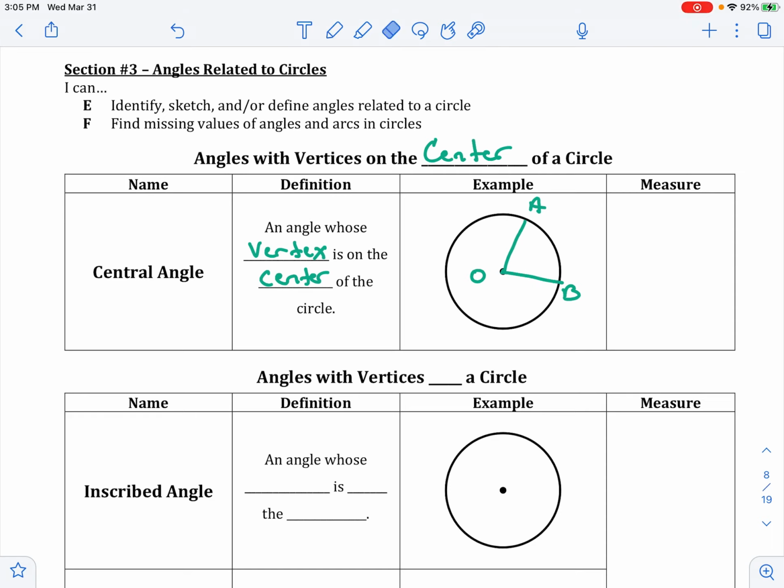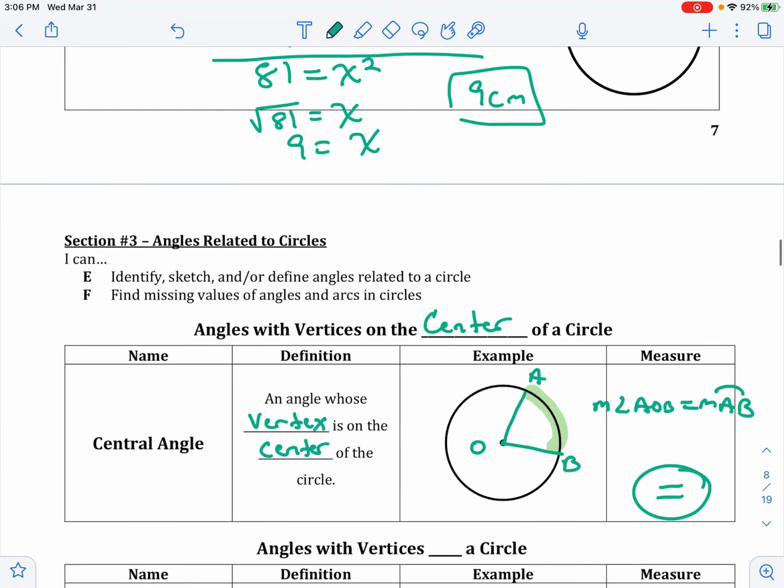The measure of angle AOB is equal to the measure of the arc AB. Basically, that's the arc right there. The measure of the angle O is going to be equal to the measure of its intercepted arc. Okay, so that's a central angle. When you have a central angle, the rule is the angle and the arc are equal. There are going to be 4 things that could happen. This is the situation in which we have equal.